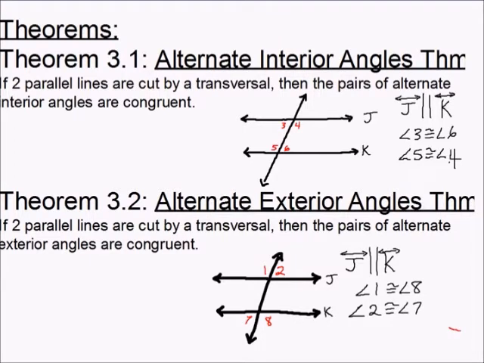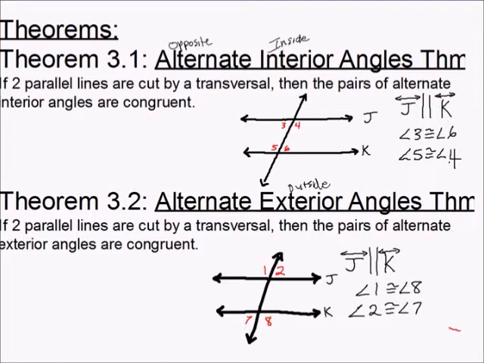With interior and exterior angles, you have the same theorem, the same spirit, except we're talking about inside and we're talking about outside. And when we say alternate, we mean opposite, so it needs to be on opposite sides. So if you have two parallel lines cut by a transversal, then pairs of alternate interior angles on opposite sides of the transversal are congruent.